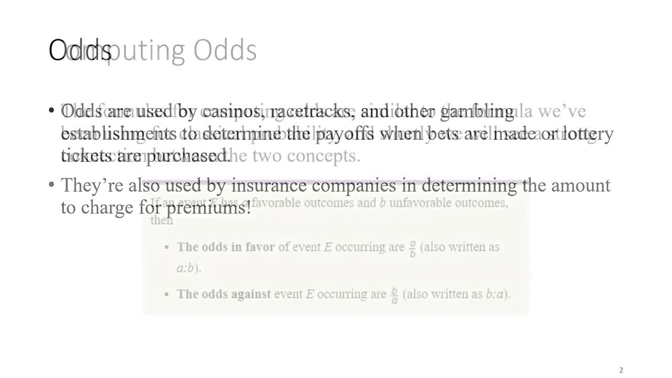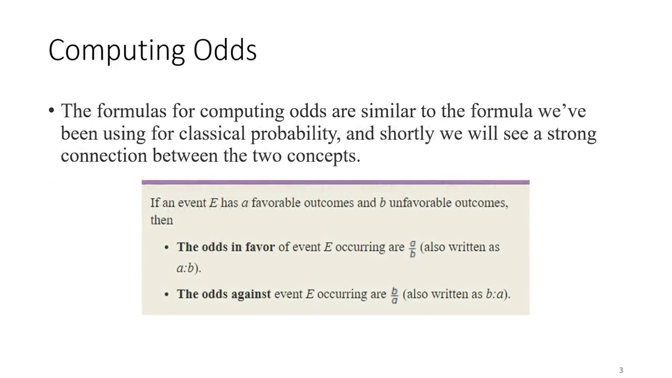In order to compute the odds in some situations, it's very similar to computing the classic probability. If an event has A, number of favorable outcomes, and B, unfavorable outcomes, then the odds in favor are written as A over B, or as a ratio A to B, and the odds against are B over A, and so the fractions are just flipped over.